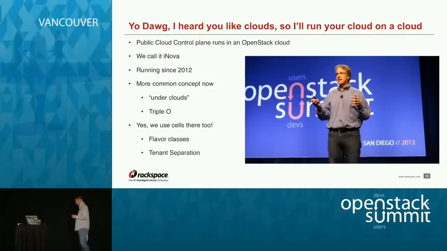I found this picture from the San Diego summit in the fall of 2012, where Troy Toman was up on stage talking about several things, and this. I thought he had a great diagram of it. He didn't, so this screenshot is actually from the time in the talk he was going over this. But we built a small OpenStack deployment, small compared to our public cloud, in every one of our data centers. And in that, we spawn instances that represent our APIs, our databases, our rabbit nodes, pretty much everything we need to run OpenStack.